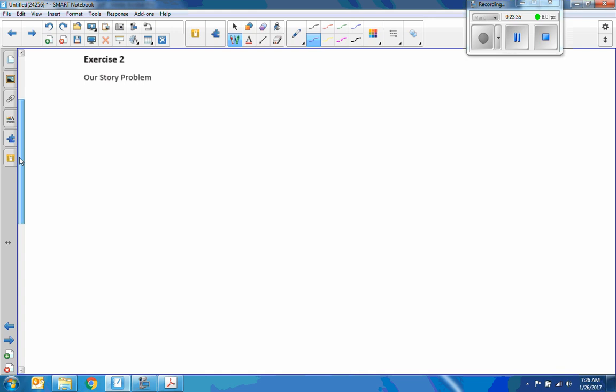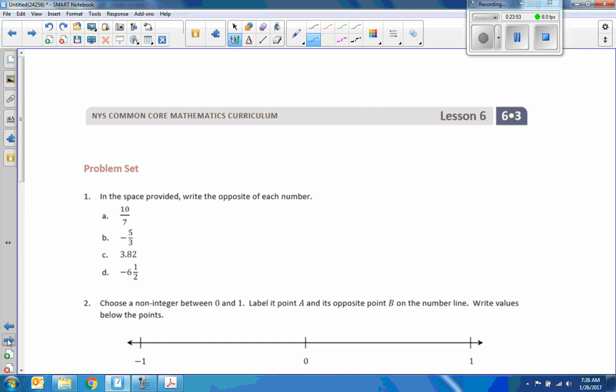Okay. Exercise 2, our story problem. This was a class exercise that was supposed to take about 10 minutes, where students are seated in groups and they distribute one sheet of grid paper and a ruler to each student and complete a task that we did in class. I'm not going to cover this in this video.